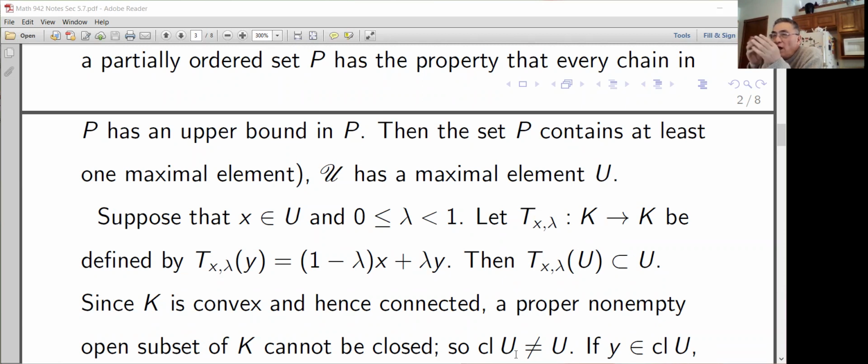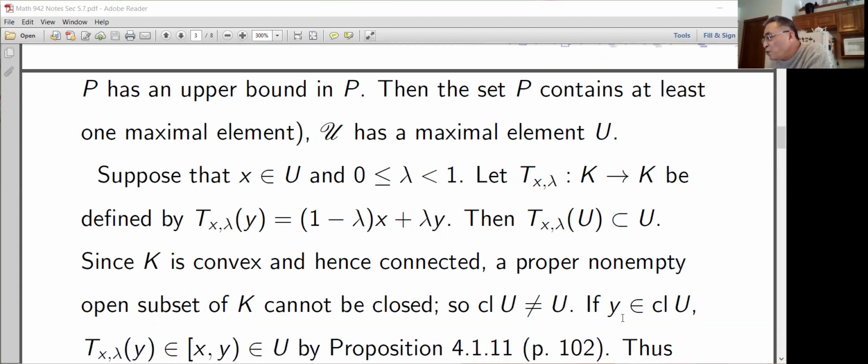So it is either empty or equal to K, but U is not equal to K, and U is not empty, so it is a contradiction. Therefore, closure of U is not equal to U. Okay, we keep this in mind, then we continue to reason. So closure of U is not equal to U.